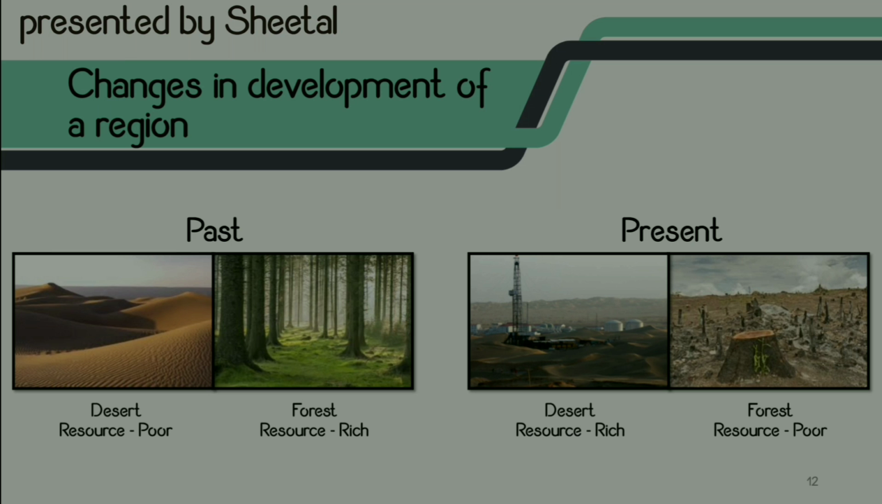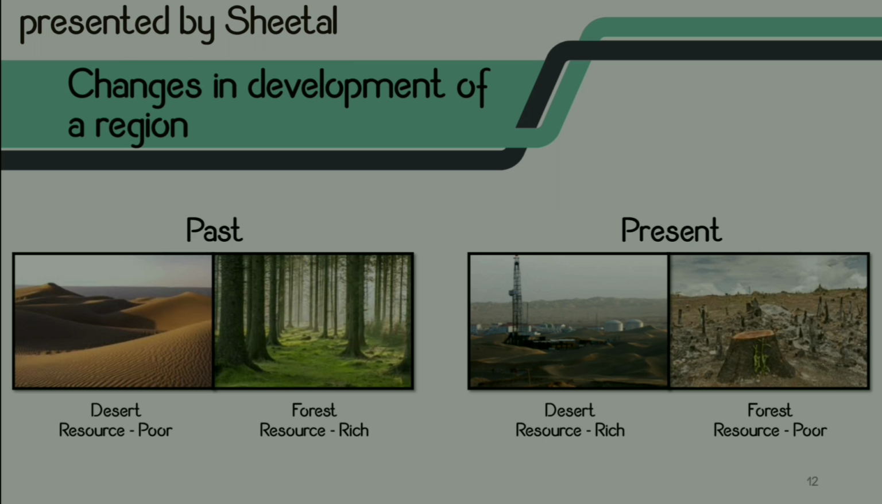So in the past you can see the desert was resource poor and the forest was resource rich. In the past this was the situation: in the desert, there was nothing. You cannot cultivate anything. The climate is not favorable. You cannot see any type of settlement in this place. In the next case is the forest, which was the rich source in the ancient years. But in the current situation, if you compare again, you can see the desert has become a rich resource, whereas the forest resource has become a poor resource.